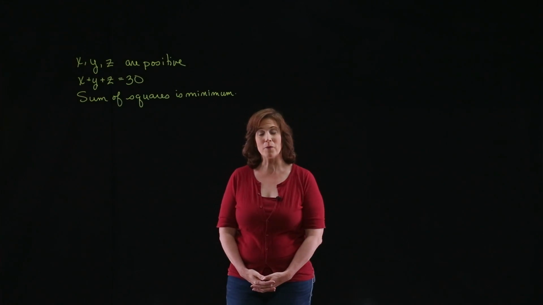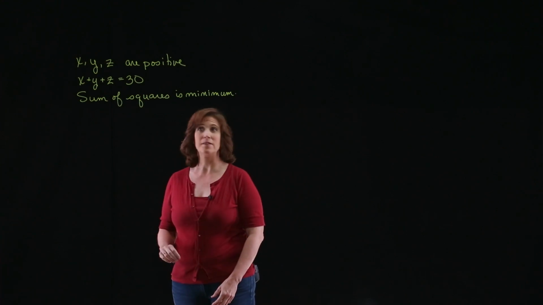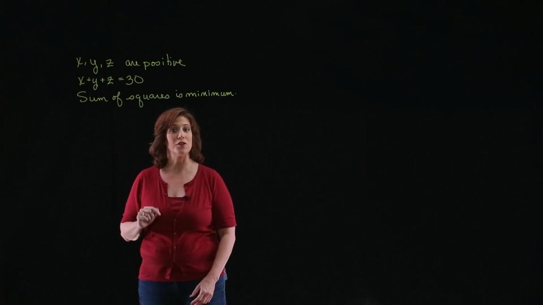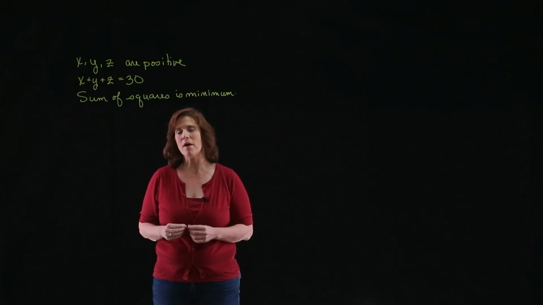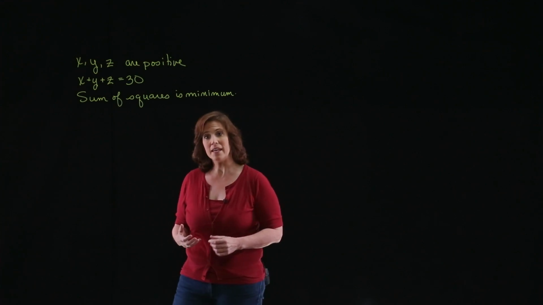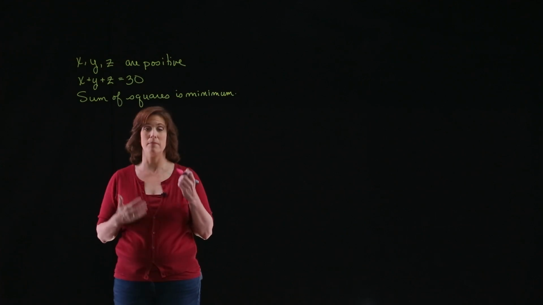Hello, I'm Cheryl. In this problem, we have an application where we're looking for three positive numbers, x, y, and z, such that the sum of the numbers is 30. But we're looking for the sum of the squares of those numbers to be a minimum. So to begin with, we have to come up with a function that I want to minimize.